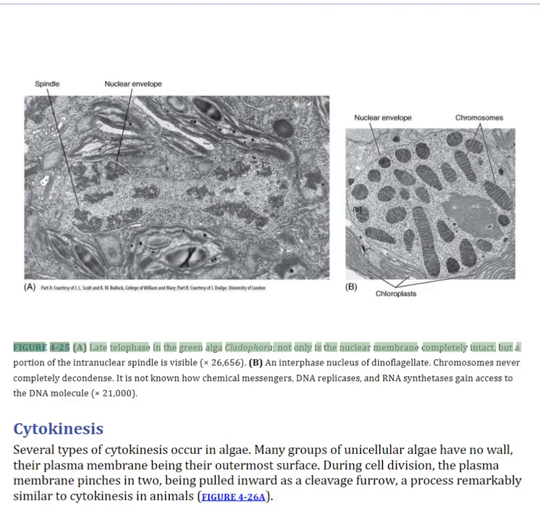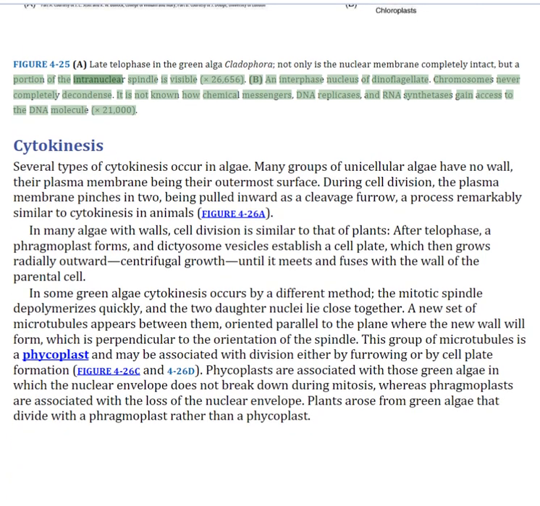Figure 4.25: Late telophase in the green alga Cladophora. Not only is the nuclear membrane completely intact, but a portion of the intranuclear spindle is visible. An interphase nucleus of a dinoflagellate. Chromosomes never completely decondense. It is not known how chemical messengers, DNA replicases, and RNA synthetases gain access to the DNA molecule.